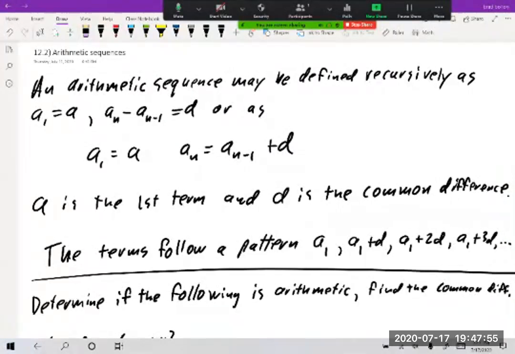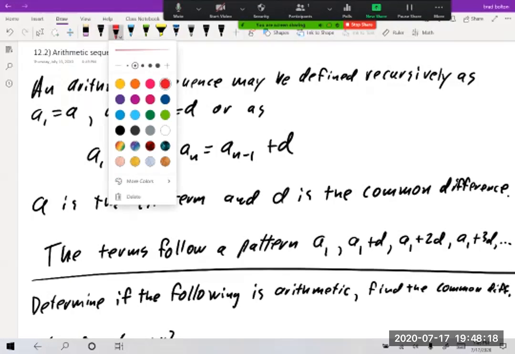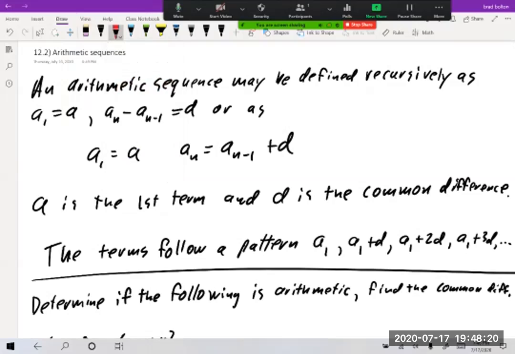So in 12.2, we're going to talk about an arithmetic sequence, and an arithmetic sequence can be defined recursively as a sub 1 equals a, and a sub n minus a sub n minus 1 equals d, or we could just say a sub 1 equals a and a sub n equals a sub n minus 1 plus d. But basically, this is the very technical way to think about it.